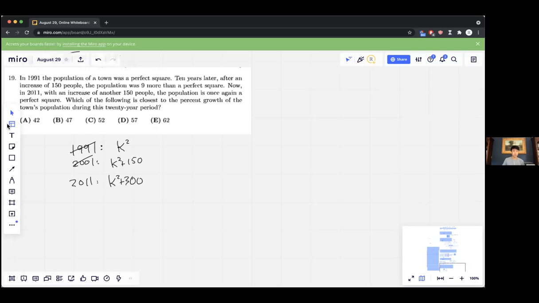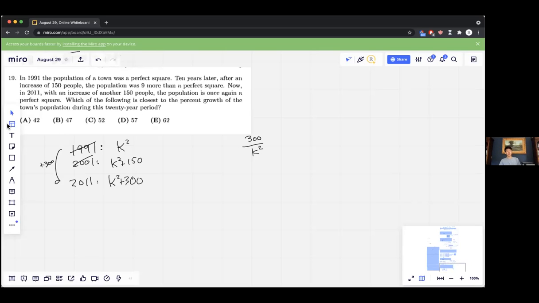And now we want to know the percent growth of the town's population during this 20-year period. And the percent growth will be 300 over k squared. The population grew by 300, and the original population is k squared. So we want to find 300 over k squared. But oh no, we don't know what k is. So we have to utilize the conditions that we got about squares.